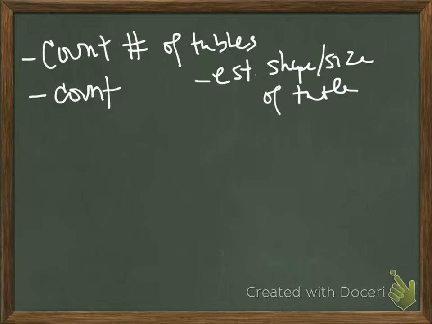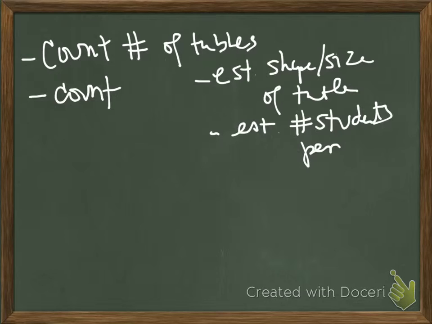Okay, estimate shape and size of table. Estimate number of students per table. Then what? How does this get us a number of students? Okay. Who wants to add to that? Who wants to add to that? We're actually going to go try this.